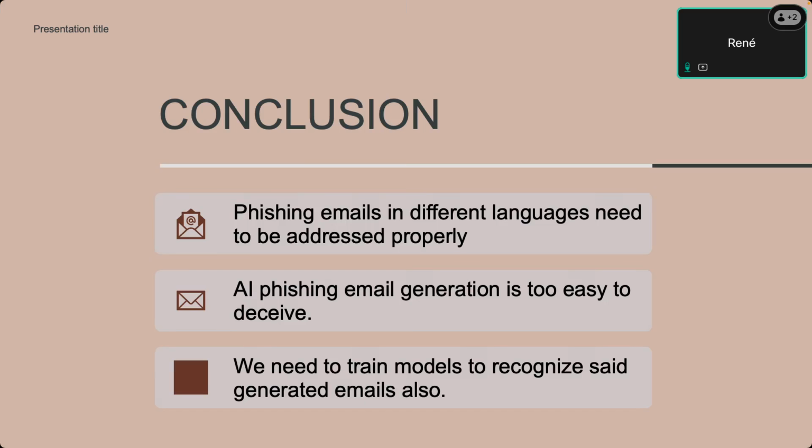Also, AI phishing email generation is too easy to deceive. As you saw in the first example, it's really easy to deceive an LLM to create that phishing email. And we need to train models to recognize these generated emails also.